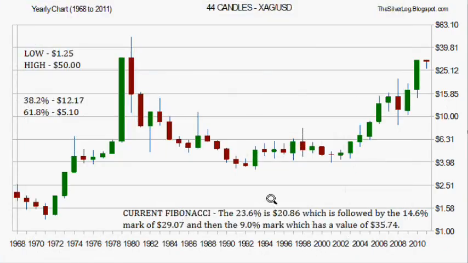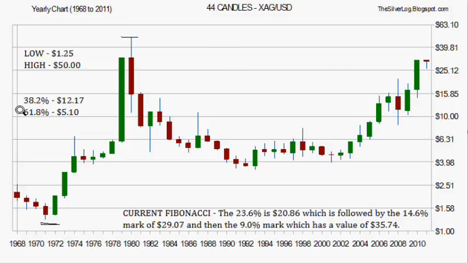Finally, this is the yearly chart. If you don't care about the paper market and you want to get into these precious metals, this is the type of chart that would be used, or I think best used, for deciding when you want to get in and out, either the yearly chart or the previous quarterly chart. And within this, the Fibonacci that we have has a low of $1.25 and a high of 50.